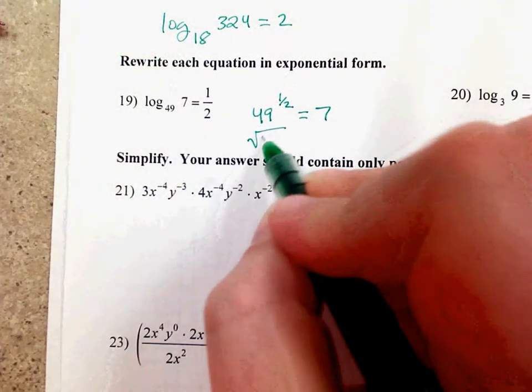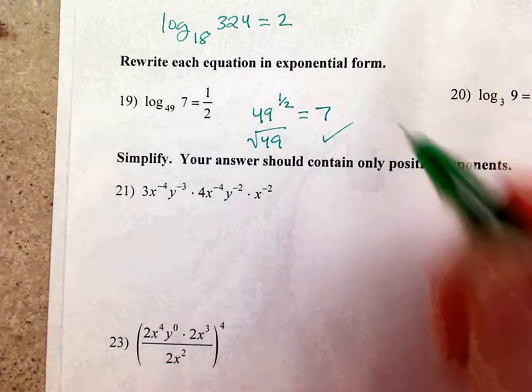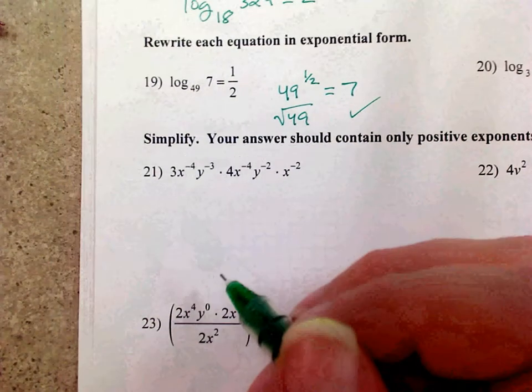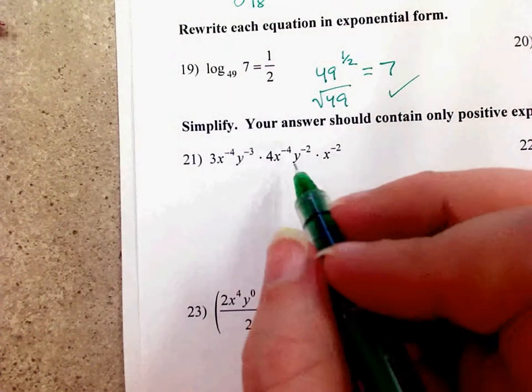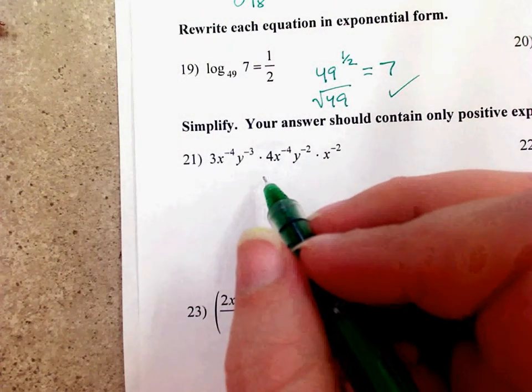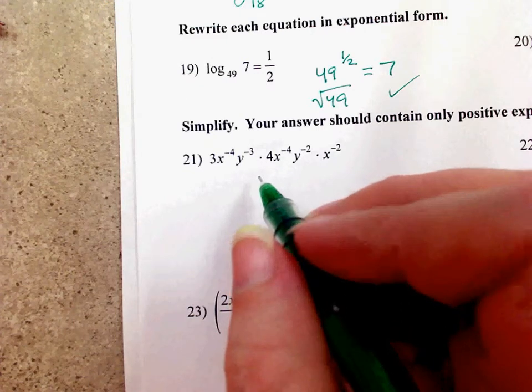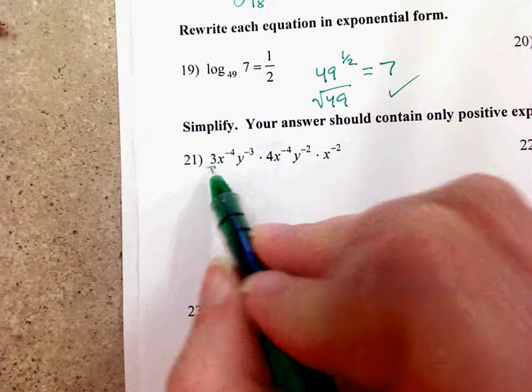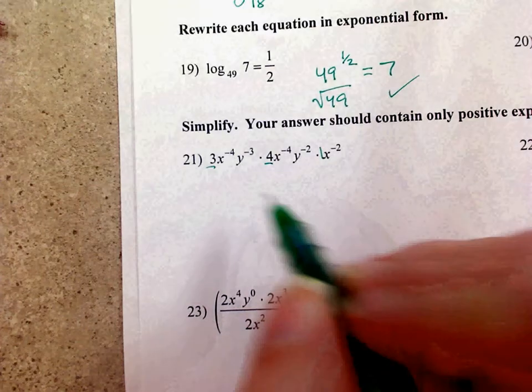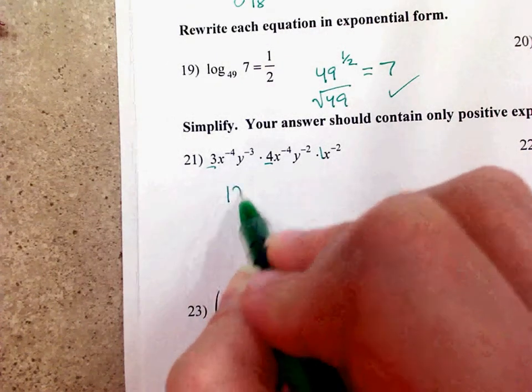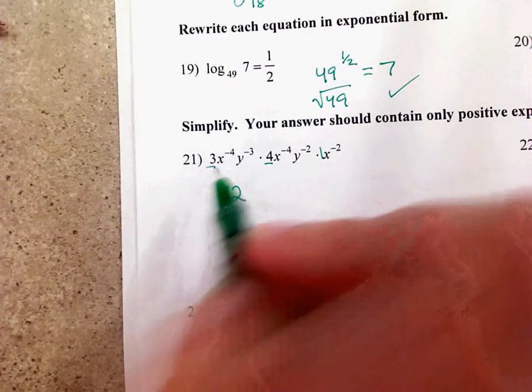Okay, so let's talk about 21. Anything that has a negative power should be put where? Well, first let's just go ahead and combine, and then we'll move them, okay? I've got a 3 times a 4 times a 1. What's 3 times 4? 12. I've got x to the negative 4th times x to the negative 4th times x to the negative 2.